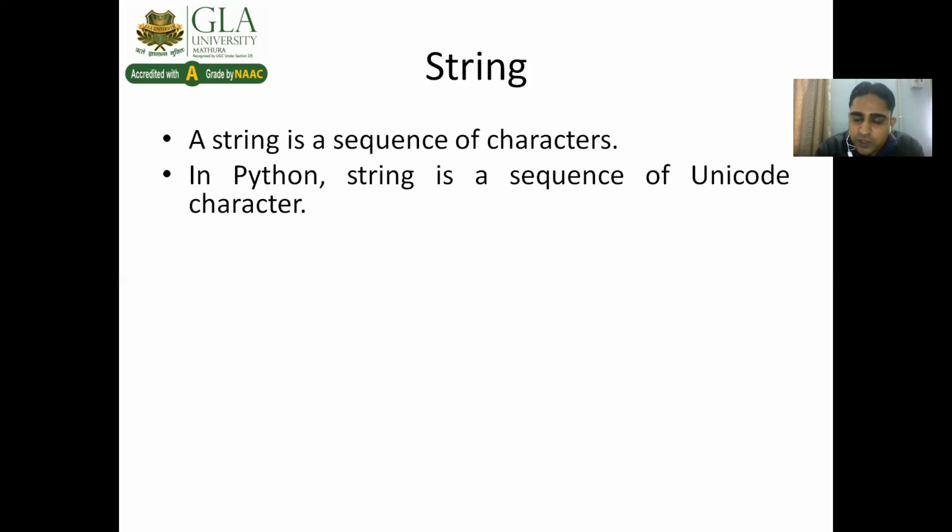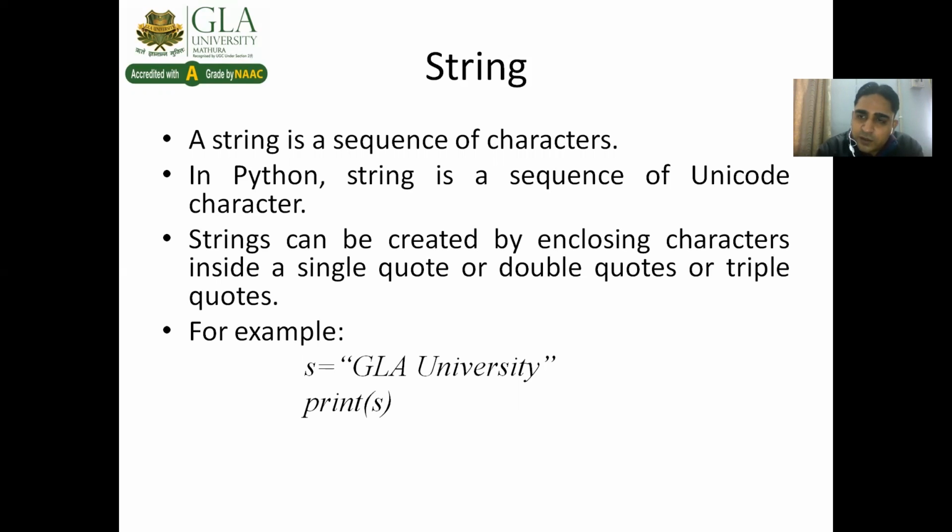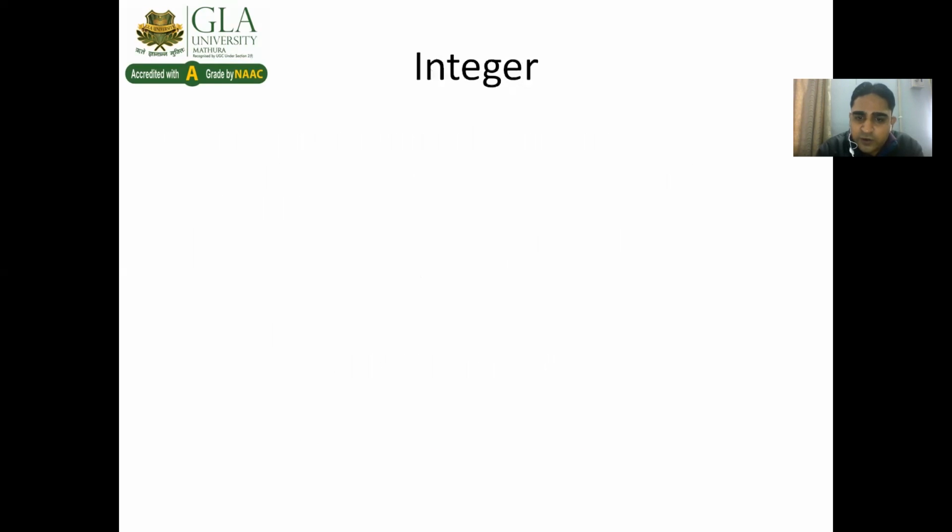So we have 65,536 characters in Unicode, whereas we had only 256 characters in ASCII. So Unicode is a very large data set, and it contains all the characters that you can think of. Strings can be created by enclosing characters in single quotes, double quotes, or triple quotes. For example, if I write S equal to "GLA University" within double quotes, GLA University is a string and it is assigned to variable S. And if I go for print S, then GLA University will get printed because S contains that value.